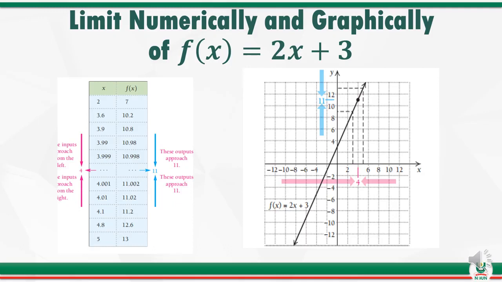Let's see the graphical form of it. Let's say we have the graph. When x is 2, we have it around 7.